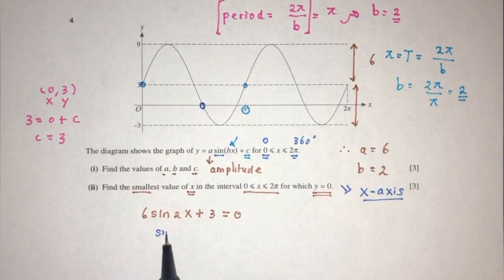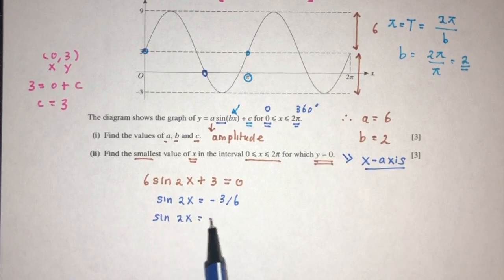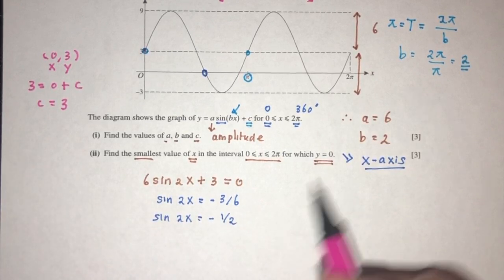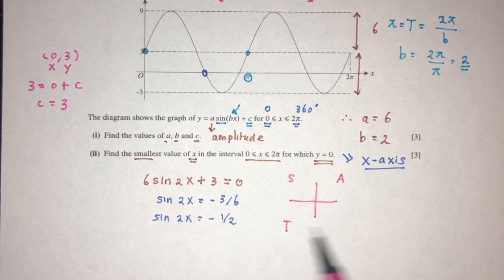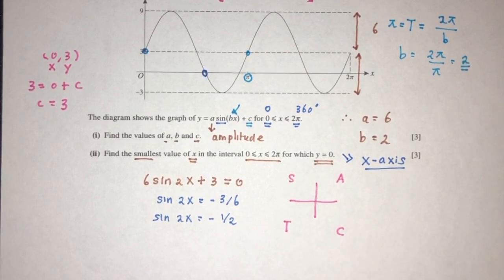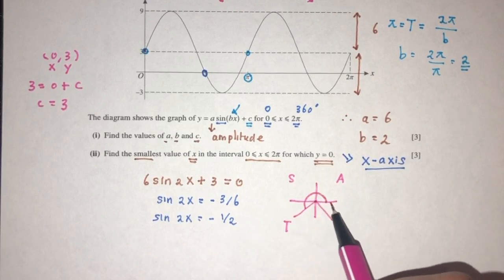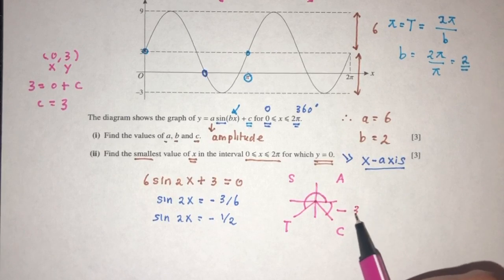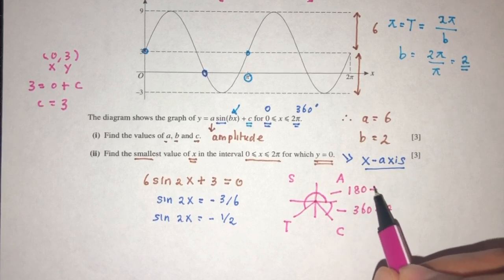First thing first, make sine 2x become the subject. You will have minus 3 over 6, right? Send this over here, divide by 6. Sine 2x will be minus half. Now we understand, because we have A, S, T, C, everything is positive in the first quadrant, sine is positive, tan is positive, and cos is positive. Now sine is negative, so it will be in this quadrant and in this quadrant. This is the value of 360 minus theta, and it will be 180 plus theta.